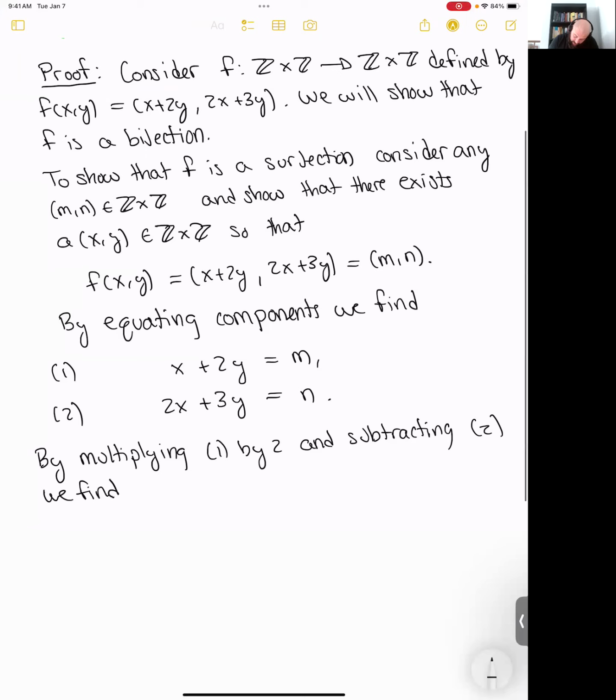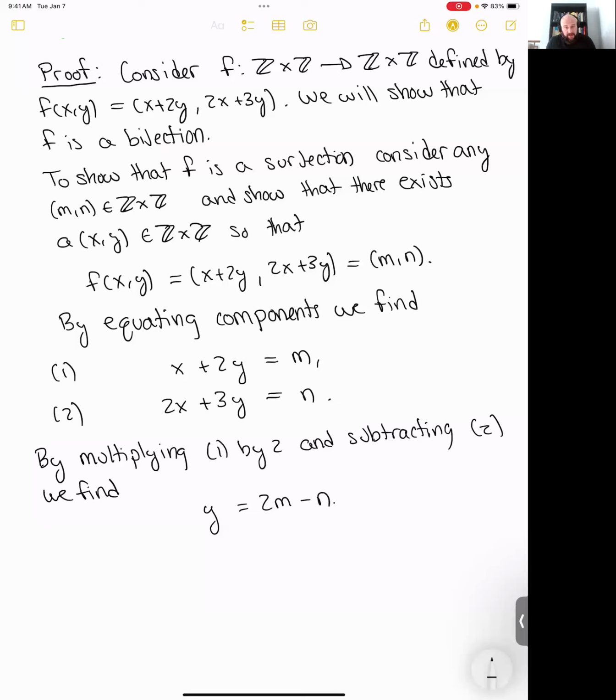we find, I'll let you write down more details if you like, but if you do this, you should find that when you multiply the first equation by 2, you get 2x plus 4y equals 2m. So you get the 2x subtracting the 2x, so that'll cancel out. You get 4y minus 3y, that'll just get you y, and then you'll get 2m minus n, right? So you find that y is equal to 2m minus n.